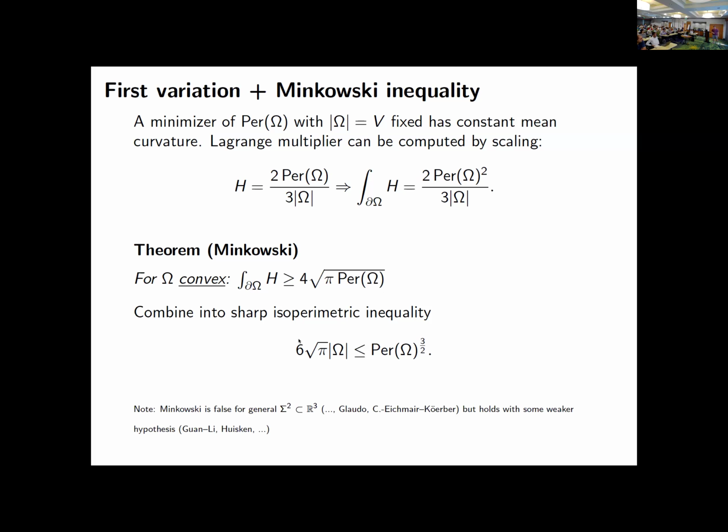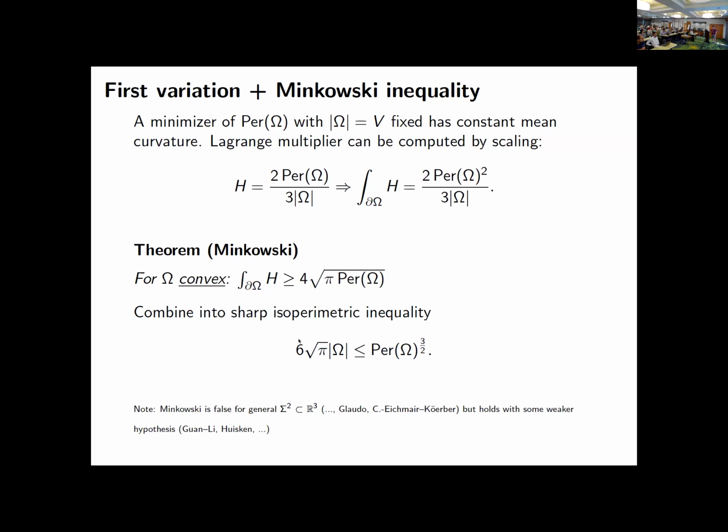But there are some positive results. Guan, Li and Huisken also proved, using inverse mean curvature flow, that if you're outer minimizing, which is better than convex, then Minkowski holds. So actually, in our proof, we use the result of Huisken at some point.